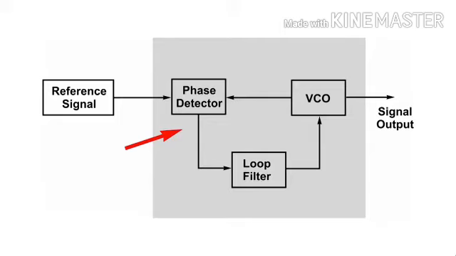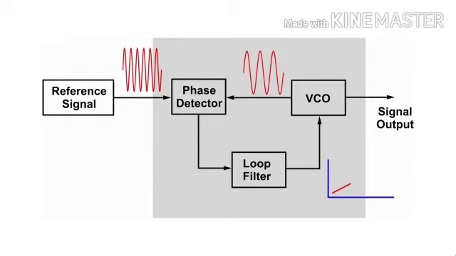This difference voltage then passes through the loop filter to reduce the high-frequency components, and then it's applied to the VCO to control its frequency. The error voltage from the phase detector is in such a sense that it tries to reduce the phase difference between the VCO and reference signals. It draws the VCO frequency towards that of the reference until there's a steady state phase difference.